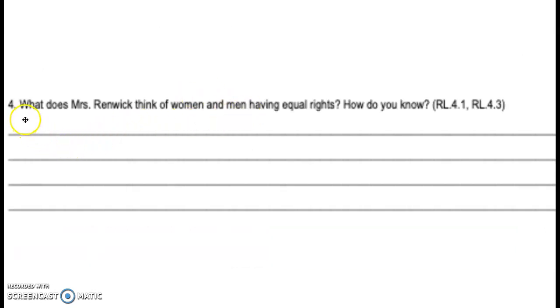Number 4. What does Mrs. Renwick think of women and men having equal rights? How do you know? Okay, if you need to go back and take a look in the hope chest, go ahead and do that. Pause the video and go ahead and answer number 4 on your own. When you're ready for your answer to be checked, press play.